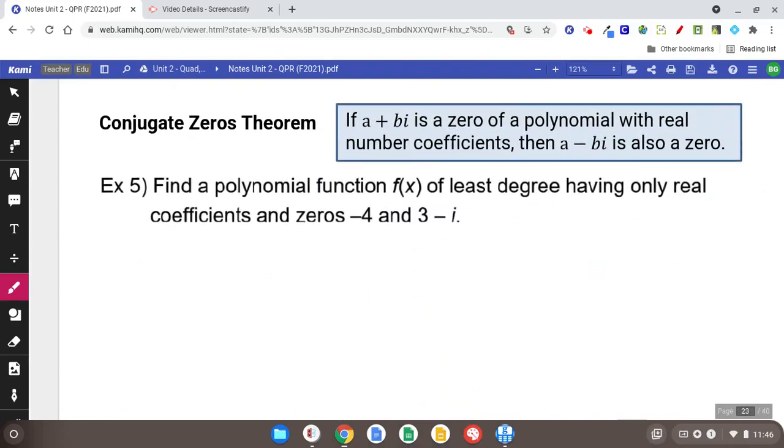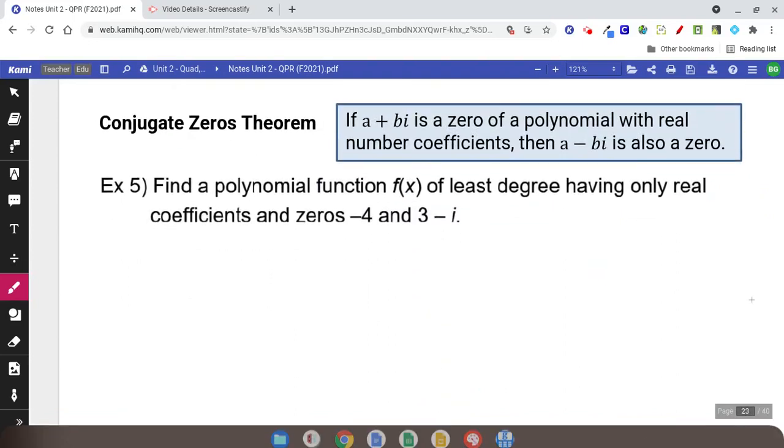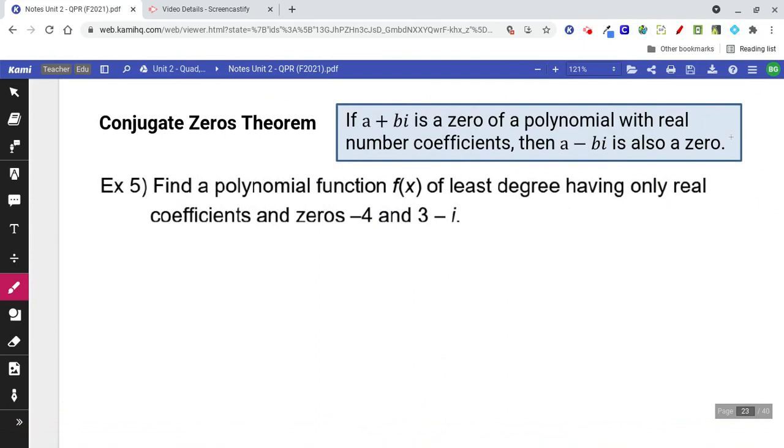Conjugate zeros theorem. If a plus bi is a zero of a polynomial with real number coefficients, then a minus bi is also a zero. Here's something that looks a lot more complicated than it actually is. What it's saying is, if you've got some zero and it's got an imaginary part, so let's say it's 2 plus 5i, literally all that says is that it's also going to have 2 minus 5i. If one of those is a zero, then the other one is also a zero. Conjugate. That's what a conjugate is. Plus 5i, the minus 5i part.